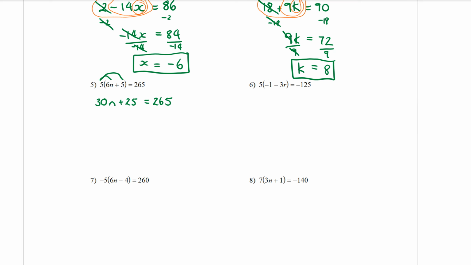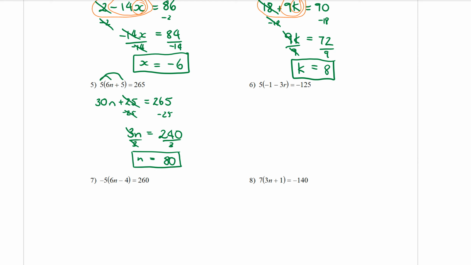Minus 25. Yep, next step will be to minus 25. And then 30 and 25, which is? 20. Excellent. And the last step? Divide. You got it? Yep, so I'm going to divide by 3. And n equals? 8. That's right.